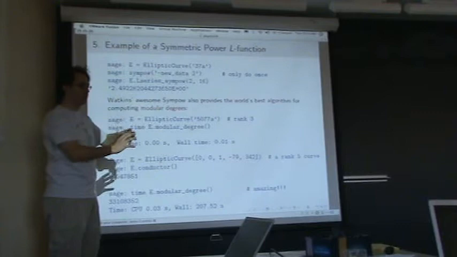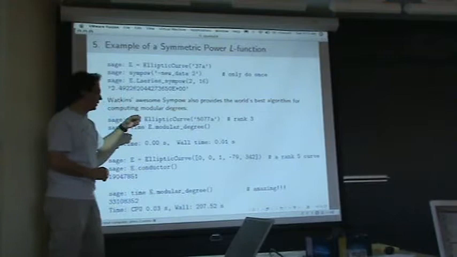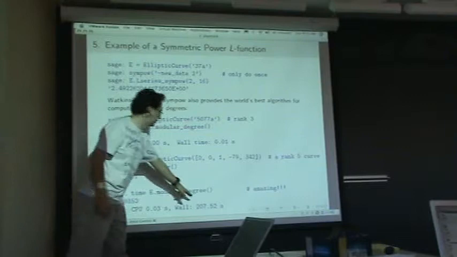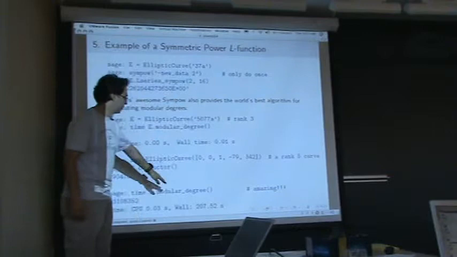So what happens for this calculation is it starts up the command line program SimPow, which starts very quickly because it's a very lightweight program, with some options. And one of the options says, compute with this elliptic curve, compute this information. It gets the output after 207 seconds, with some overhead for actually starting the program up and stopping it. And then it reads the modular degree out and gives you back the answer as a Sage integer.